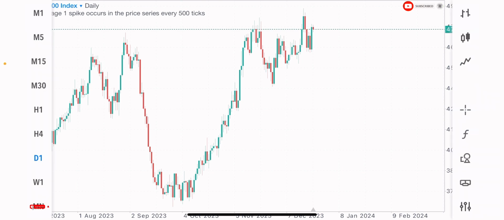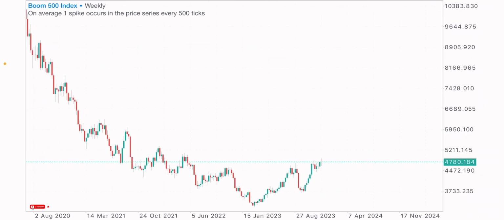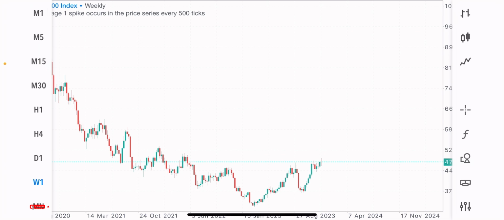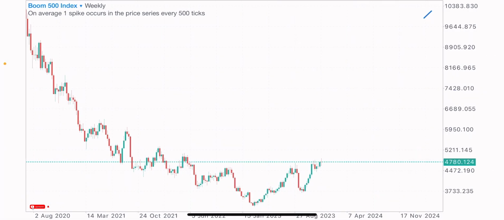Right, so coming to the weekly time frame on Boom 500 index, this morning I opened my chart and I analyzed this index. I did a top-down analysis, from a higher time frame down to a lower time frame. So let me repeat my analysis to show you guys the trade opportunity I'm seeing on this index.